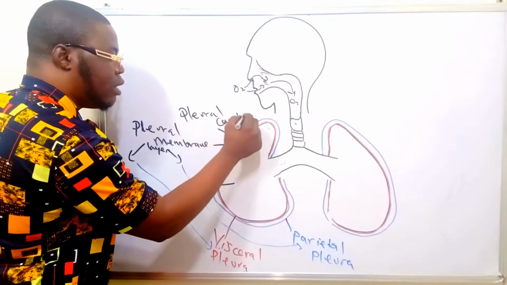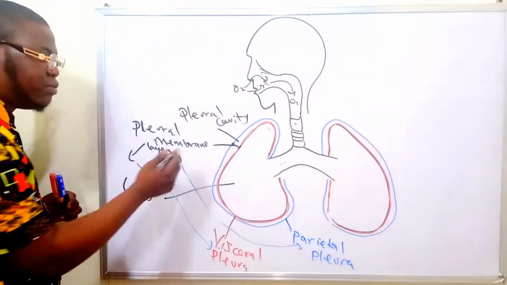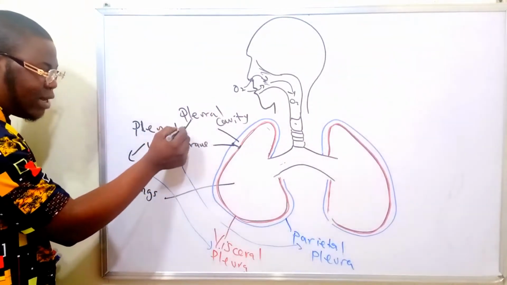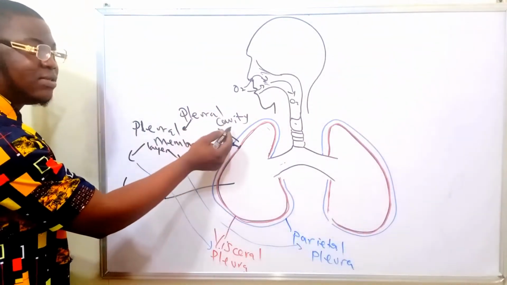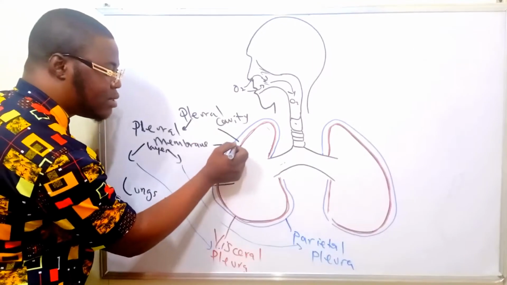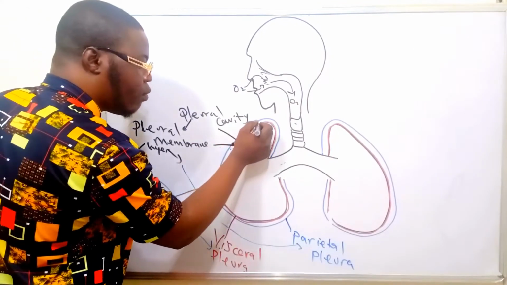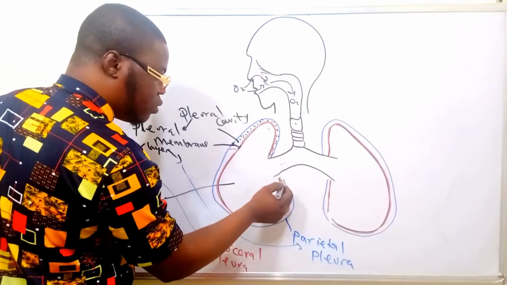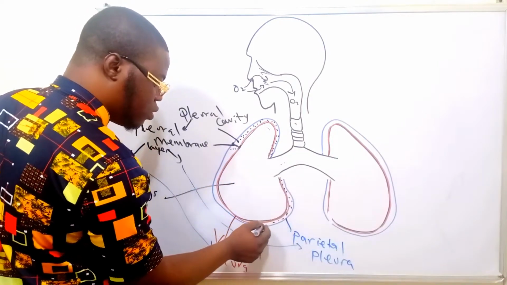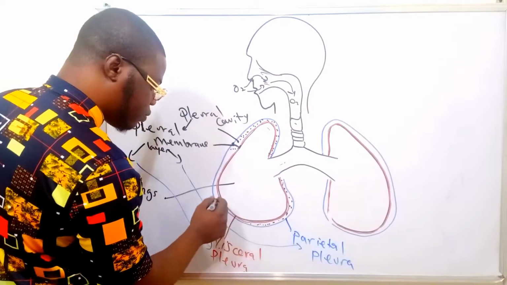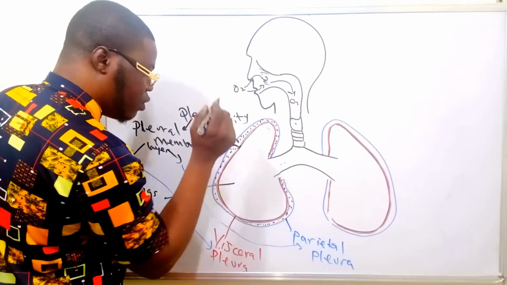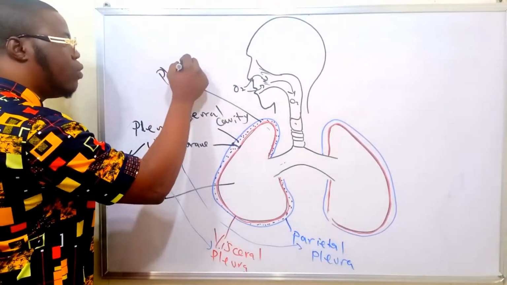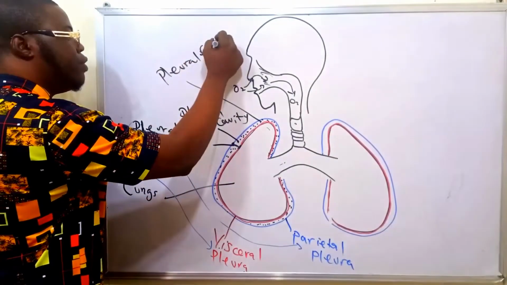The pleural cavity. Cavity means a space. So the space between the pleural membrane is called the pleural cavity, and then it contains some fluid inside it. And those fluid are called the pleural fluid. The pleural fluid.